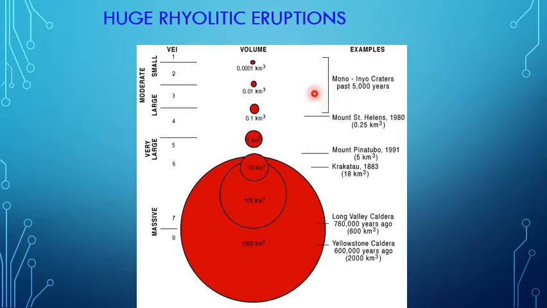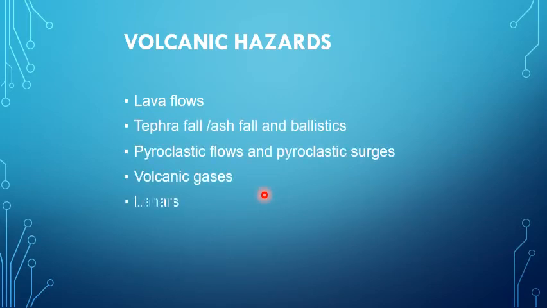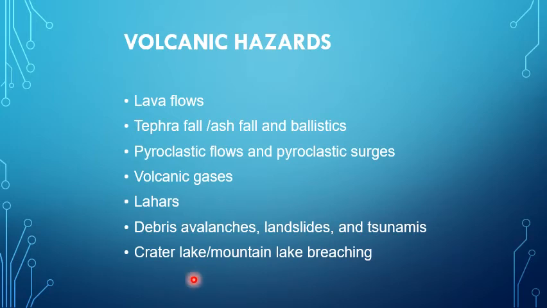The small eruptions, like the one produced by the eruption of Taal in January of this year, could be classified as small volume or small VEI eruptions, maybe VEI 1 or 2. Volcanic hazards. So this is a list of the hazards that we can expect from a volcano. We have lava flows, tephra or ashfall, and ballistics, pyroclastic flows, and pyroclastic surges. These are also called PDCs. Volcanic gases, lahars, debris avalanches or landslides, and tsunamis, and the last, crater lake or mountain lake breaching.